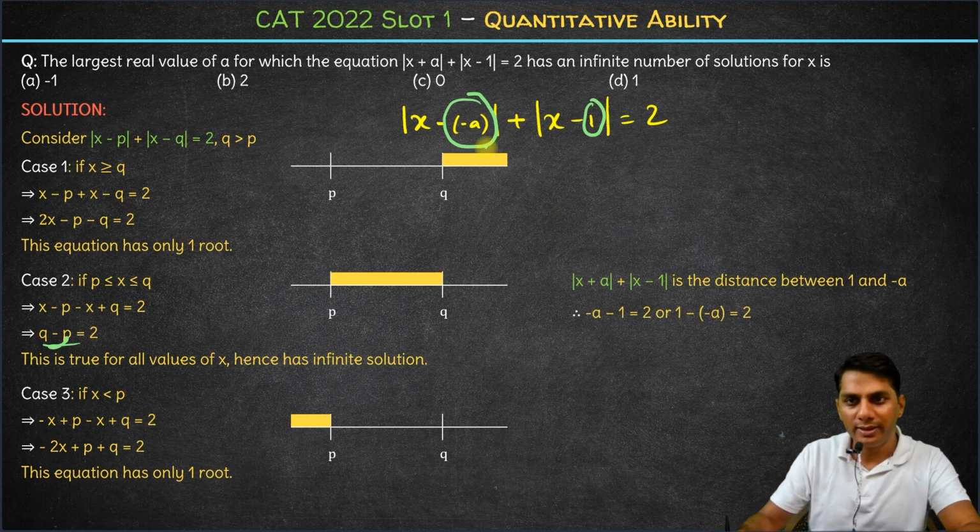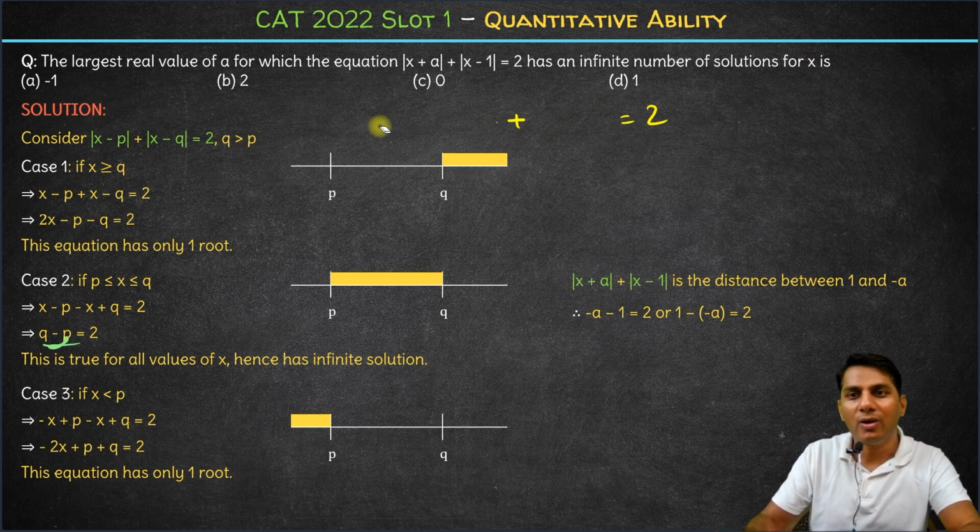So there are two possibilities. One is that 1 is greater or −a is greater. We have to figure out the difference between these two, right? So either 1 is greater than −a or −a is greater than 1.